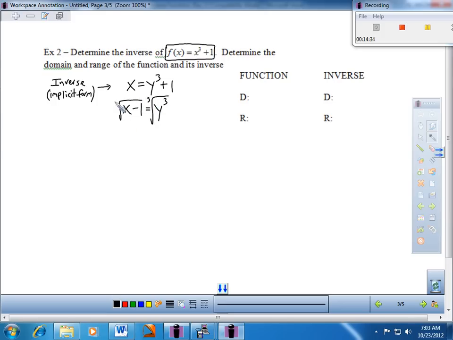Now, by the way, for a cube root, you do not take a plus or minus, just FYI. A cube root is called 1 to 1. Every positive number has 1 cube root. Every negative number has 1 cube root. So it's 1 to 1, and we do not include a plus or minus there. It is just the cube root of x minus 1. And basically what we've now done is change this from implicit form, by switching x and y, to explicit form right here.